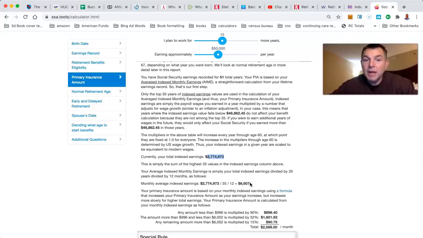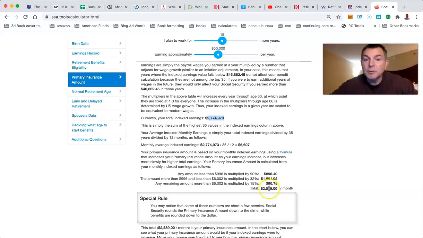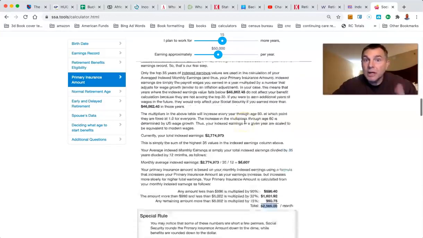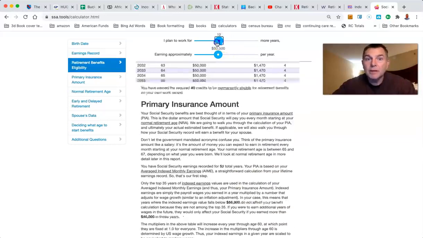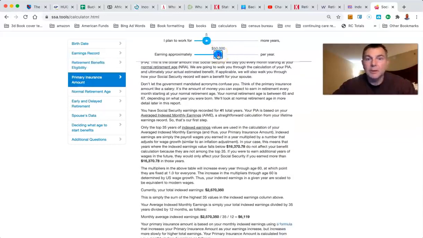AIME of $6,600, which gives you a PIA of $2,589. So remember that, 2589. What did I have before? 2589. This calculator is awesome. If I downsize, I say, I can't take the stress of my job as a mid-level manager anymore. I'm going to go work at Lowe's and help people out with wood supplies or something like that. All right, so it's 2589.